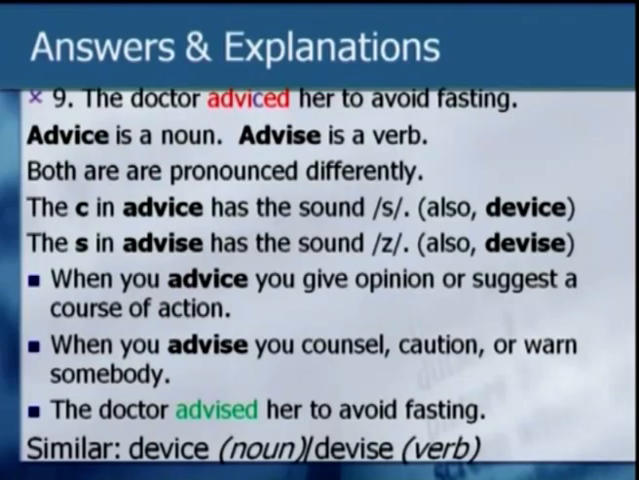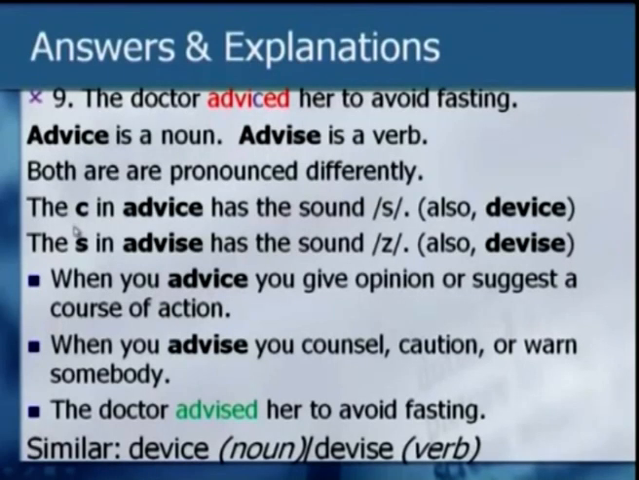Now what is the difference between advice with C and advise with S? The difference again is one of noun and verb. Advice is a noun, it is a naming word. Advise is a verb. If you listen to me carefully, I am making a difference between these two in terms of pronunciation because they are pronounced differently. How? The letter C in advice has the sound S. A similar word which is again commonly mispronounced, misspelled, and thus a common error that has been committed is the word device.